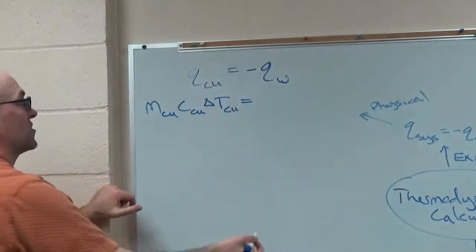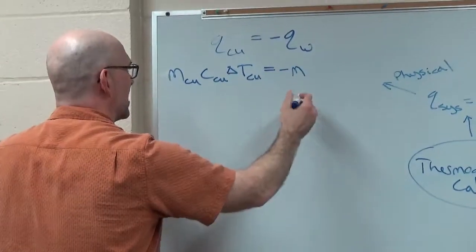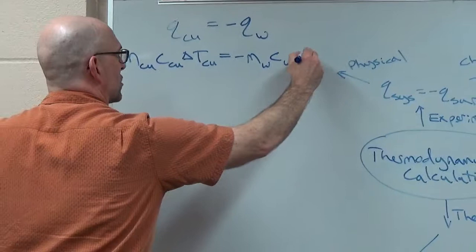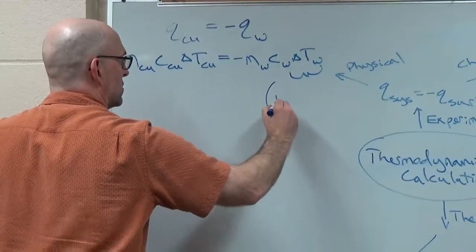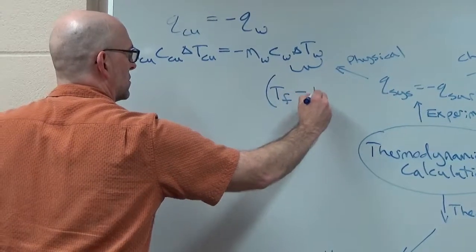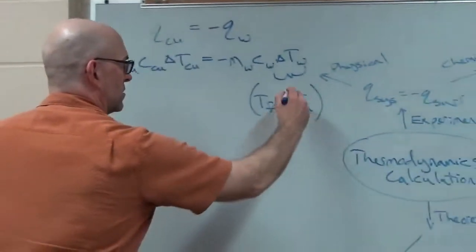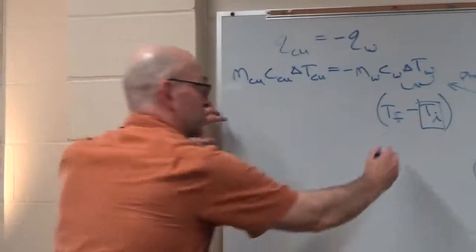You set that equal to the opposite, the negative sign has to be there, of the specific heat capacity of the water, the change in temperature of the water, and the only thing you don't know in this equation is the initial temperature of the water. The final temperature was given to you.